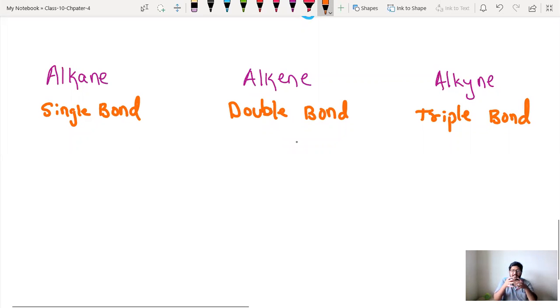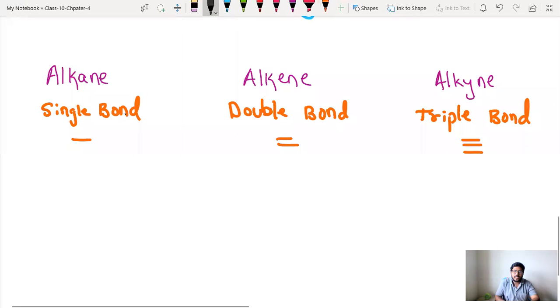If you draw structures and find some hundreds of hydrocarbon compounds with a triple bond, all those hydrocarbon compounds will come under the category alkyne. So alkane, alkene, alkyne: alkane single bond, alkene double bond, alkyne triple bond. These are categories. Try to understand.